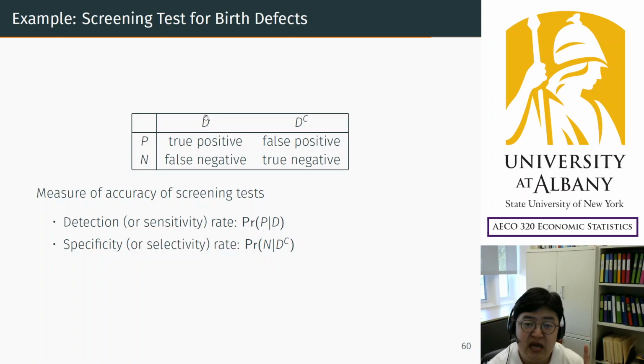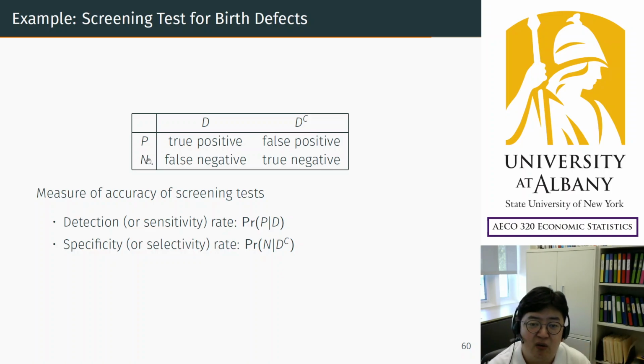And when the baby has birth defects, a positive result is correct. We say that it is true positive. But a positive result is not 100% correct. So there may be false positive, which means the test result is positive even though the baby did not have any birth defect. The test result is wrong, but we know that it's possible. So we cannot be 100% sure. So there is false positive result.